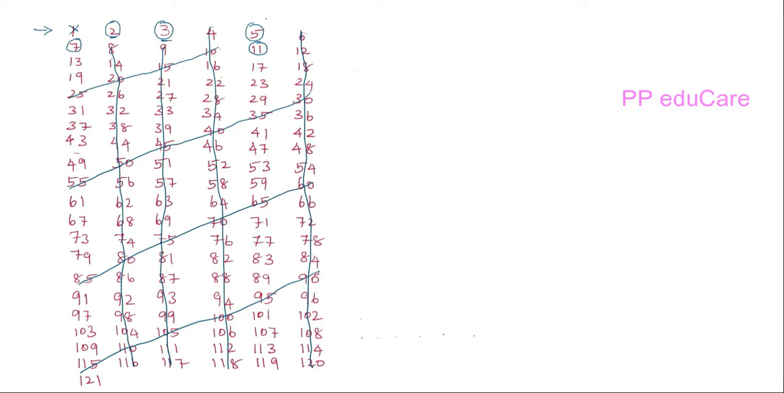Look here, start from 14. 14, 21, 28, 35, 42, and after one row, 49, 56, 63, 70, 77, 84, and after one row, 91, 98, 105, 112, and 119. Now we have crossed out all the numbers which are divisible by 7.